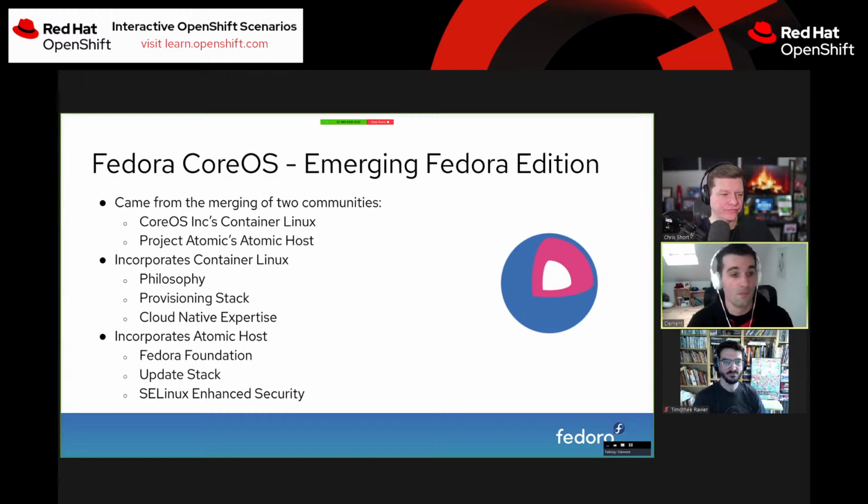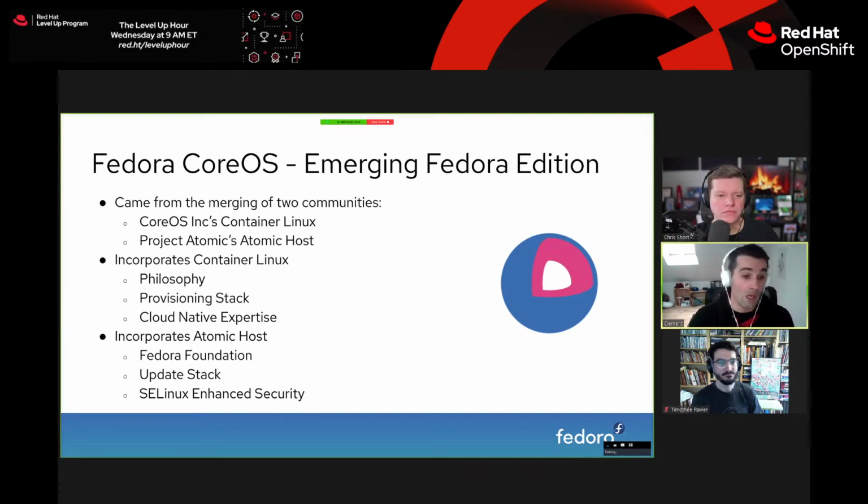dedicated to running containers. So Fedora CoreOS incorporates pretty much from Container Linux the philosophy, the provisioning stack, and also a lot of the cloud native experience that was in the CoreOS company. From Atomic Host, it gets all the ecosystem from Fedora, so the Fedora foundation, all the community aspect, the update stack, and also it comes with SELinux and all the experience on SELinux hardening and the security on that.